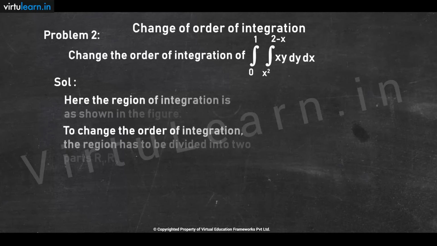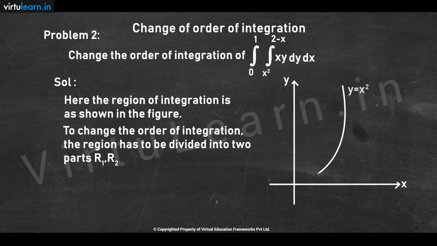Here the region of integration is y equal to x square. That means it is a part of the parabola in the first quadrant. y equal to 2 minus x, or x plus y equal to 2, is a straight line passing through (2, 0) and (0, 2). Naturally, the almost triangle looking region is bounded by x equal to 0 and x equal to 1. The straight line and the parabola intersect at (1, 1).